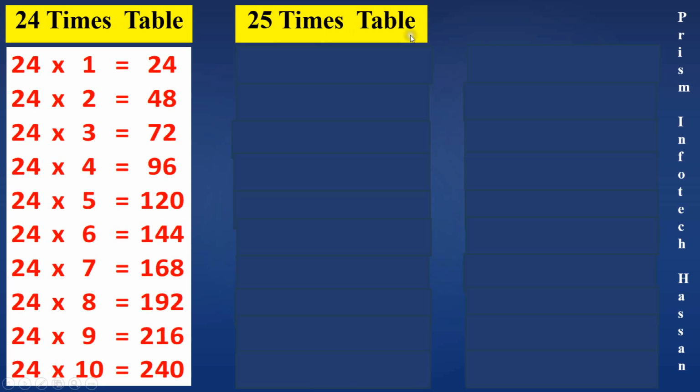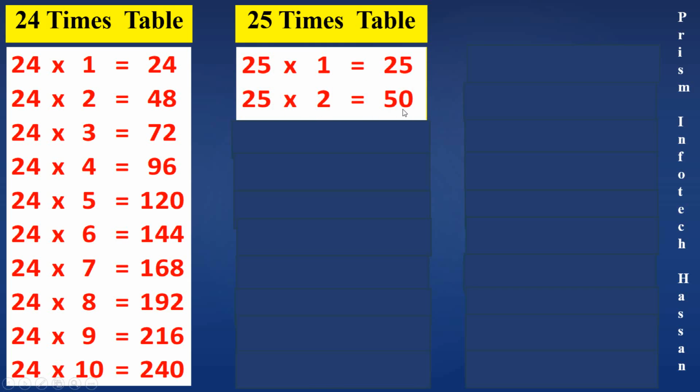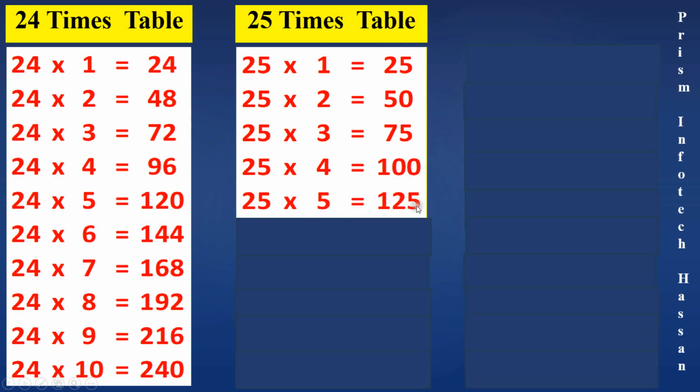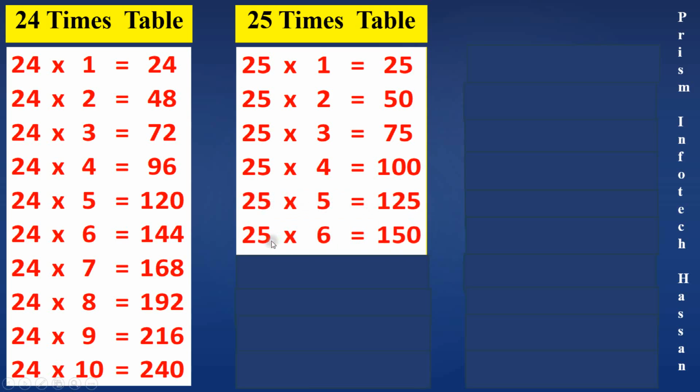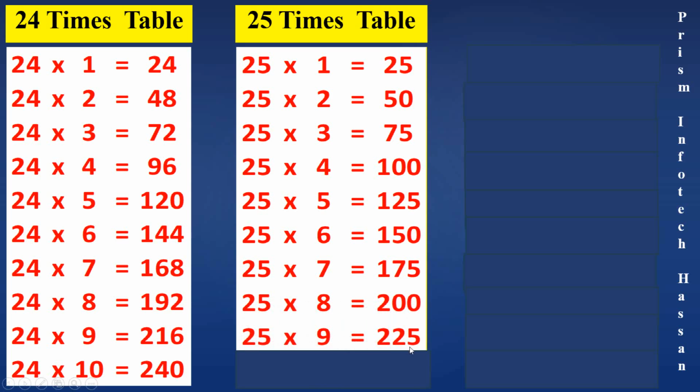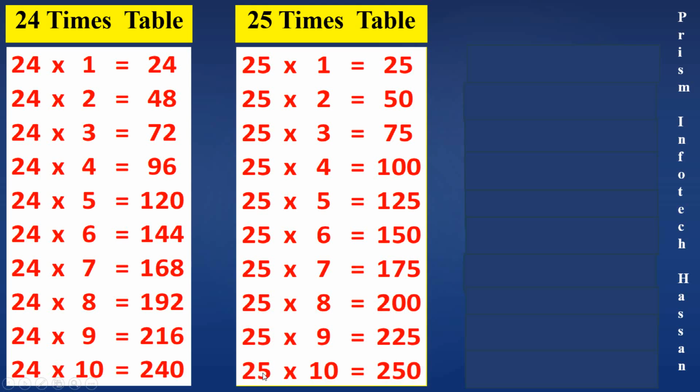25 times table. 25 times 1 is 25. 25 times 2s are 50. 25 times 3s are 75. 25 times 4s are 100. 25 times 5s are 125. 25 times 6 are 150. 25 times 7s are 175. 25 times 8s are 200. 25 times 9s are 225. 25 times 10s are 250.